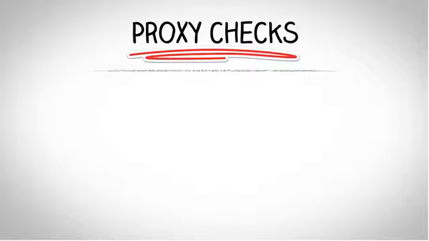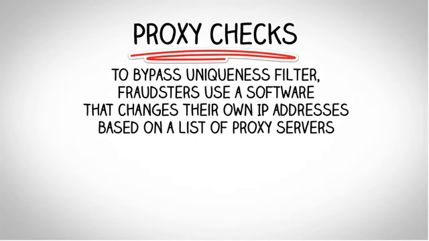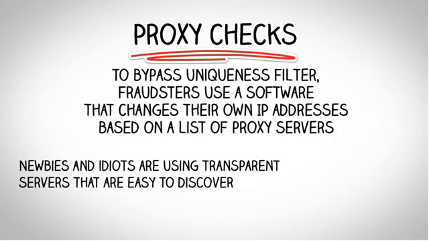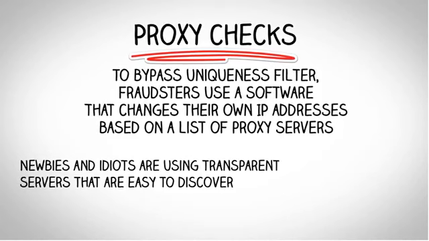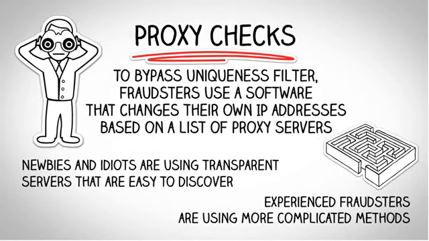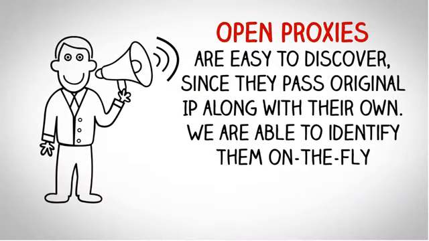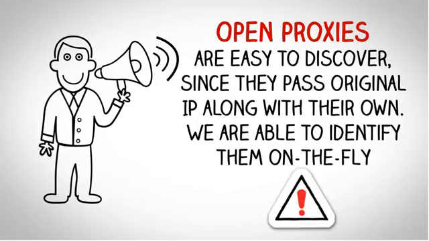Proxy checks. To bypass a uniqueness filter, fraudsters use a software that changes their own IP addresses based on a list of proxy servers. Newbies and idiots are using transparent servers that are easy to discover. Experienced fraudsters are using more complicated methods. Open proxies are easy to discover since they pass the original IP along with their own. We are able to identify them on the fly.